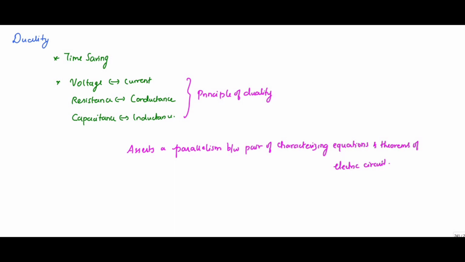It will not be applicable for power because power is non-linear. This will be applicable only to linear circuits. Duality will be applicable for a linear circuit, and it should be a planar network. For a non-planar network, we can't draw the mesh equations, right? So it will be applicable only for planar circuits.